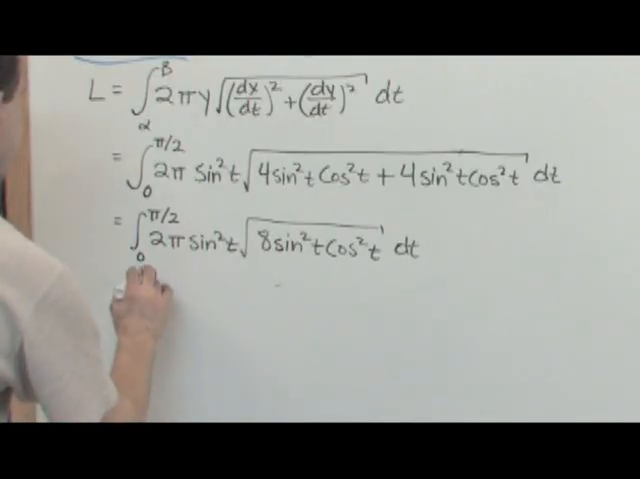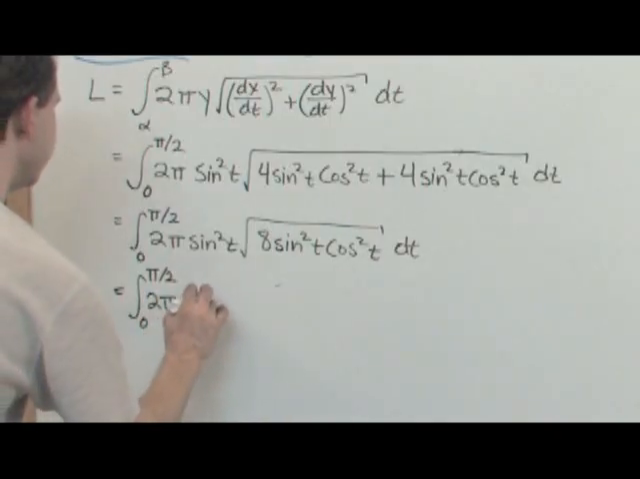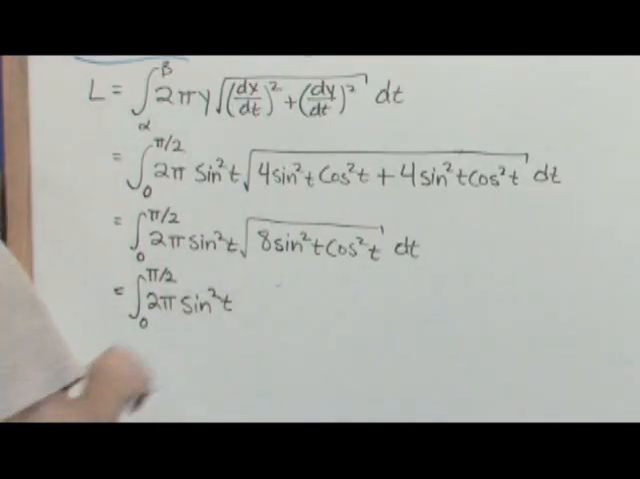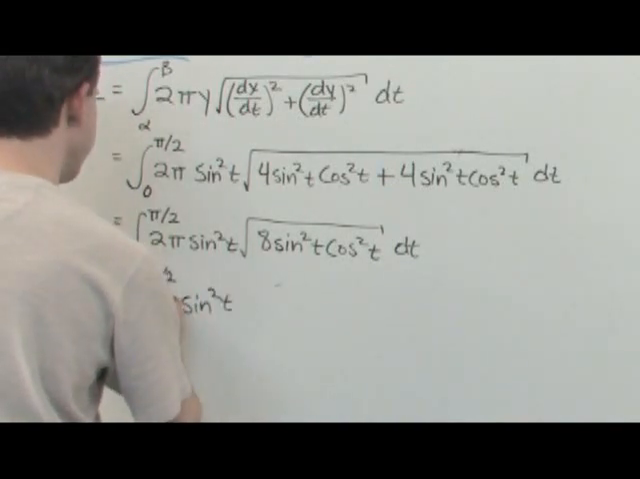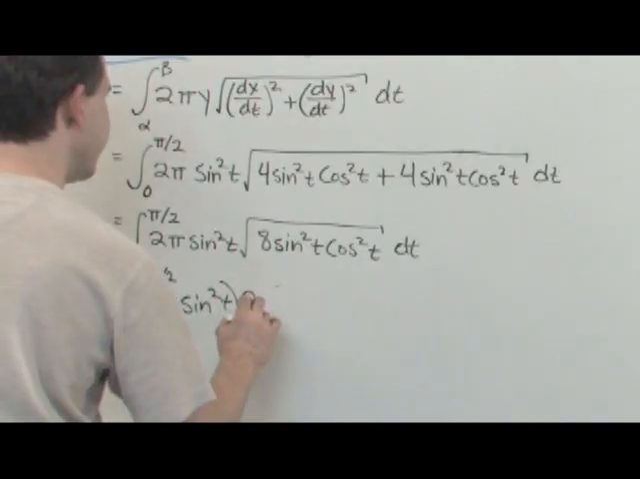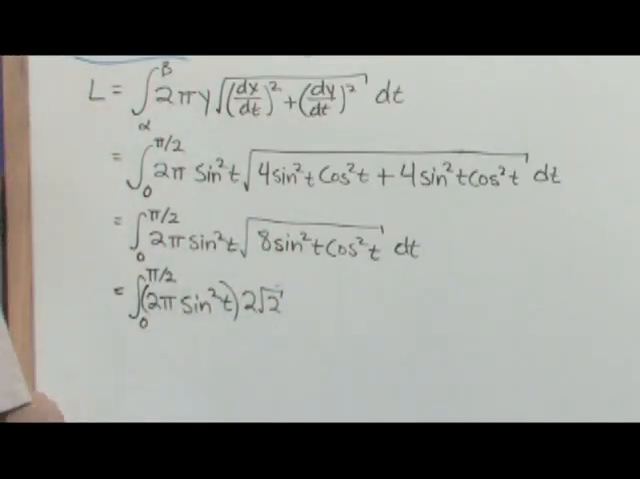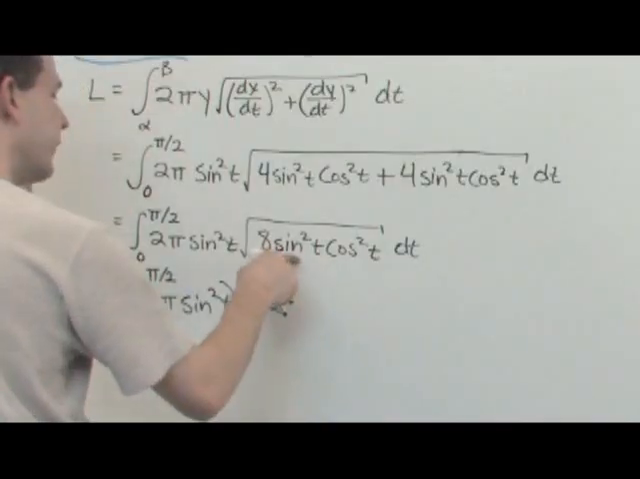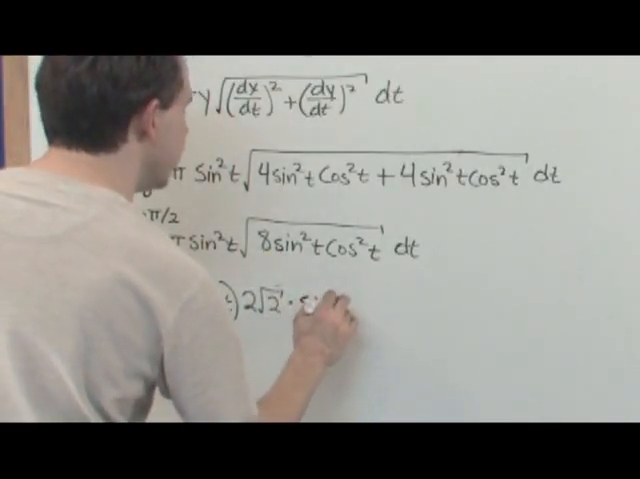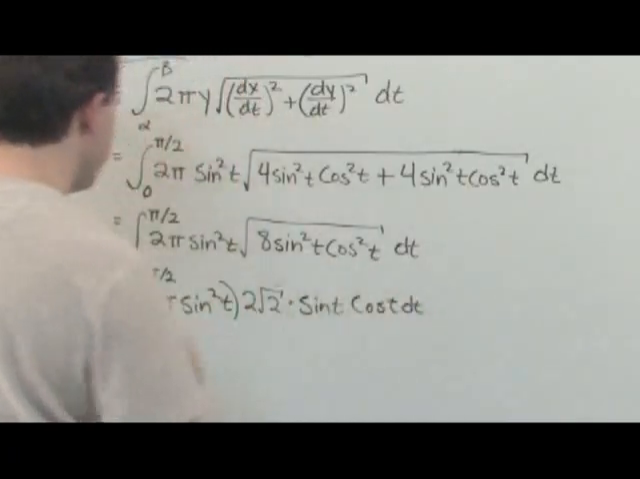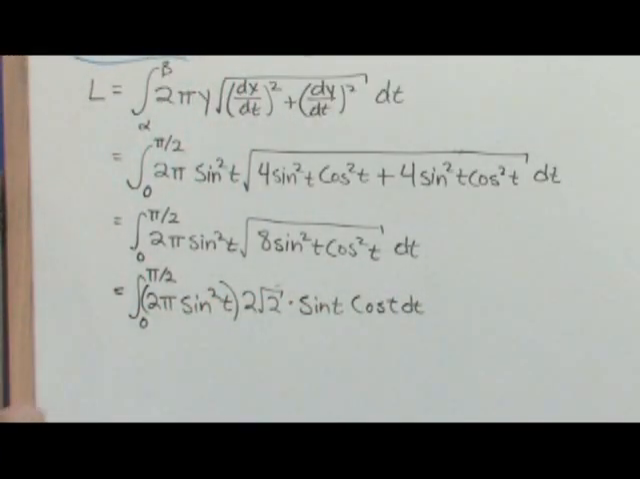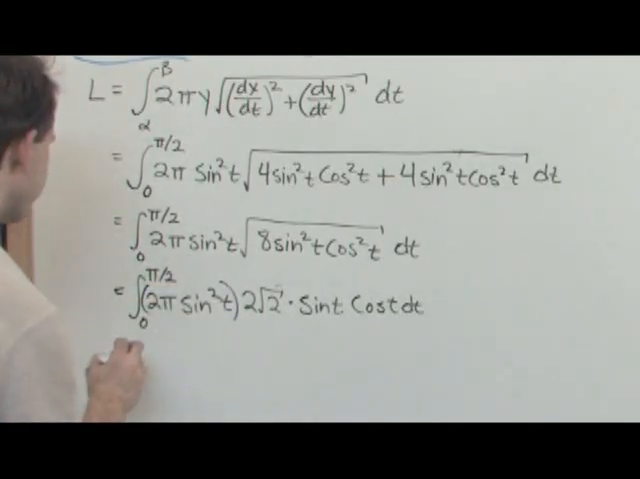Integral 0 to pi over 2, 2 pi times the sine squared of t. I haven't done anything but rewrite this stuff. The square root of 8 is going to be, let me go ahead and put some parentheses around this, 2 times the square root of 2. That's what we just found out. Square root of 8 is 2 times square root of 2, times square root of sine squared is sine of t, and the square root of cosine squared is cosine of t, dt. So I still have to integrate it, but I got rid of the radical, so that's really nice. So let's go ahead and continue simplifying.